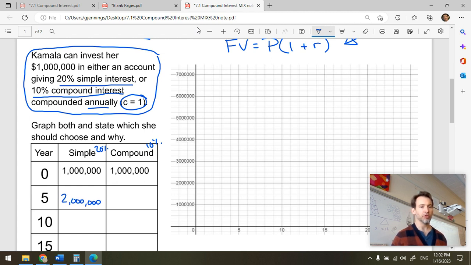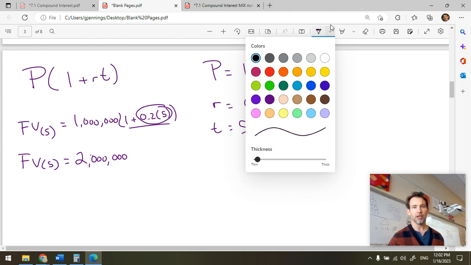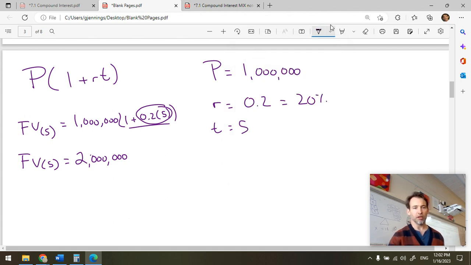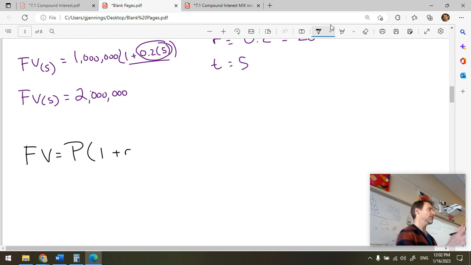Now let's work out compound interest for 5 years. I'm going to use a different color pen. Here my formula for compound interest looks a little different. Future value of a compound investment is going to be principal multiplied by 1 plus R. When the compounding period is annually, C is 1, so it disappears. 1 plus R raised to the power T. In this case, P is the same. It's still 1 million.